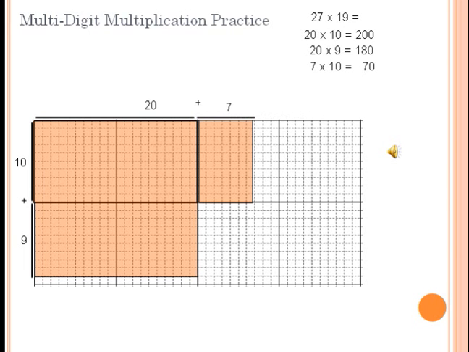And we're left with one last chunk to make it into a rectangle. 9 times 7, 63. To get to that total area, we need to add up each one of those chunks for a total of 513.